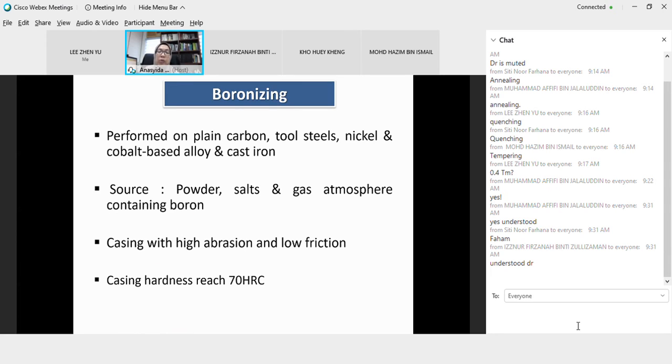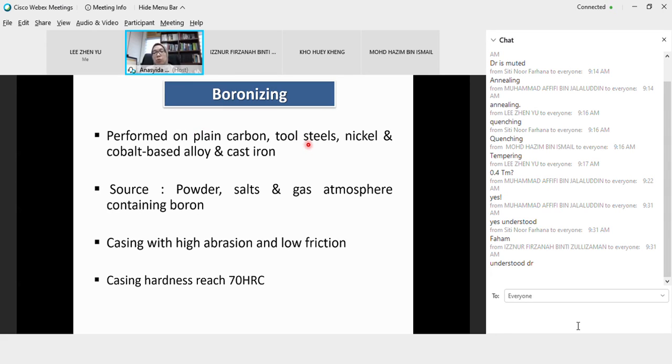Nombor berapa ya? You can also use boron. So dia normally untuk plain carbon. Plain carbon, as you can recall back, plain carbon tu you have less amount of element. Sebab tu kita panggil dia plain carbon. Dia ada element tapi very very less.